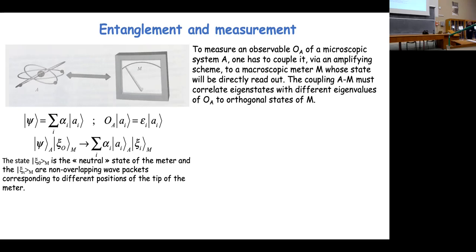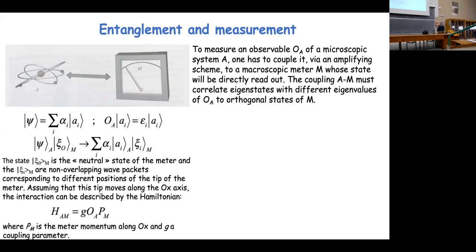And I do that by coupling my system to a meter, and I call zeta 0 the neutral point of the meter. Assume that before the interaction, the meter is here, and then it will go left or right, or it will move along a line or along a circle to give you the information. So how can you make a coupling which realizes this conditional dynamics?